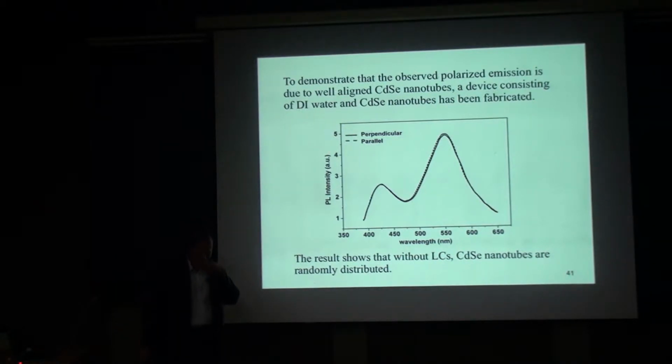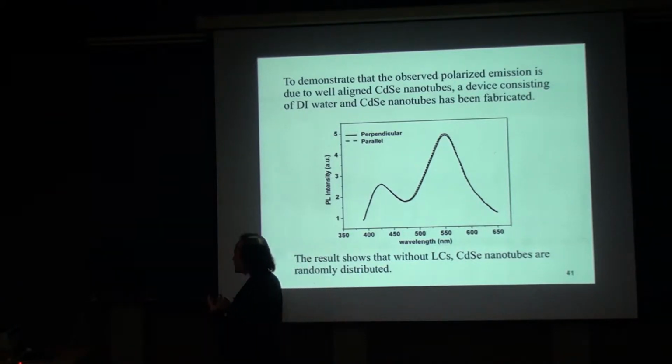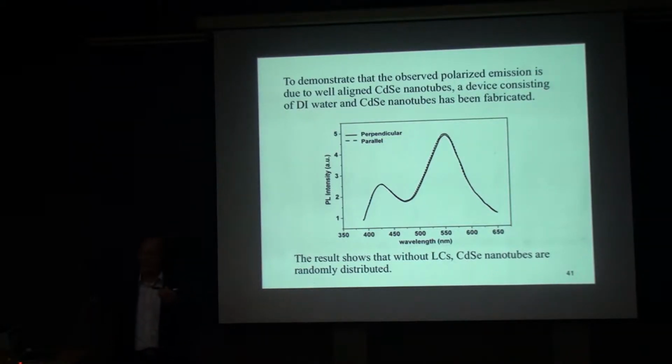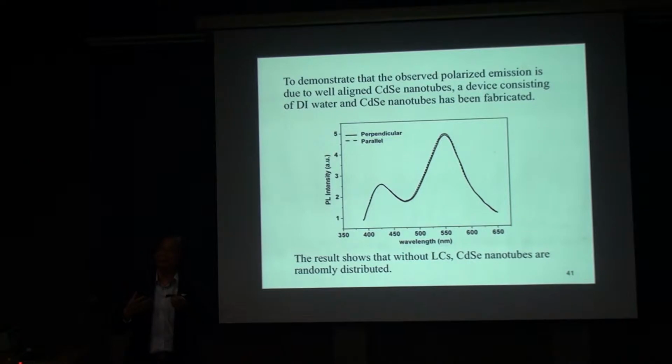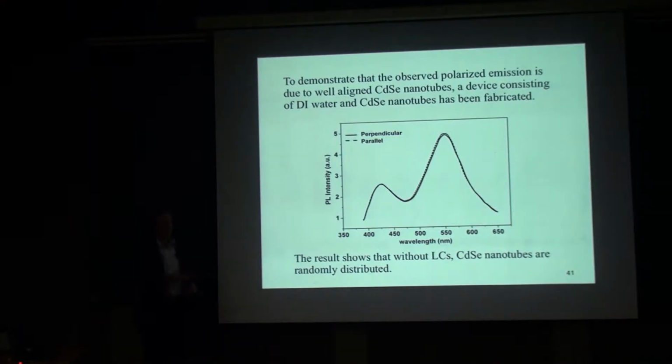Replace the liquid crystal with DI water. DI water has randomly oriented molecules. So if we place the semiconductor nanowire inside DI water, the nanowire will be randomly oriented. Therefore, we cannot see the anisotropic effect. This is shown here. The perpendicular and the parallel polarization have very similar emission spectra.